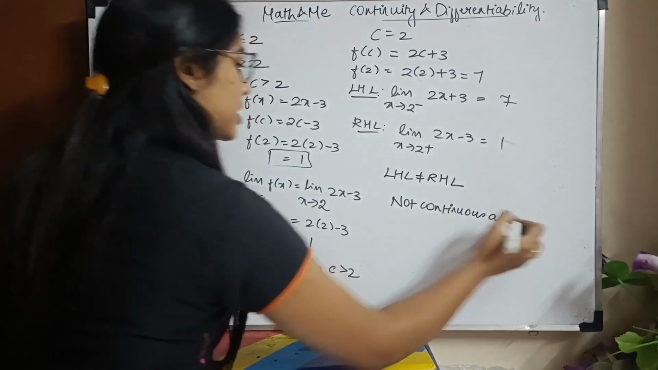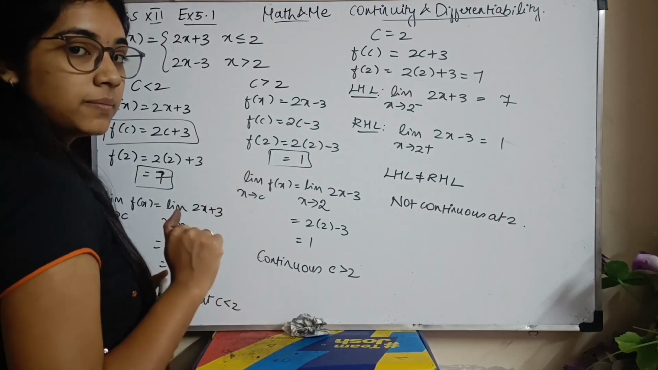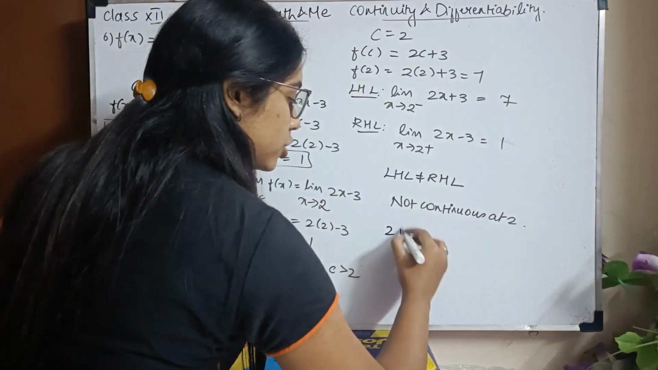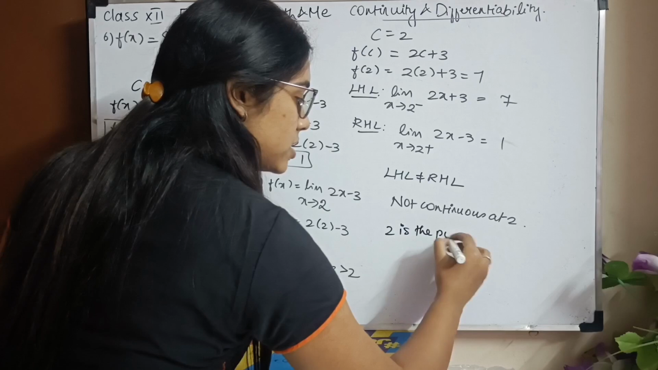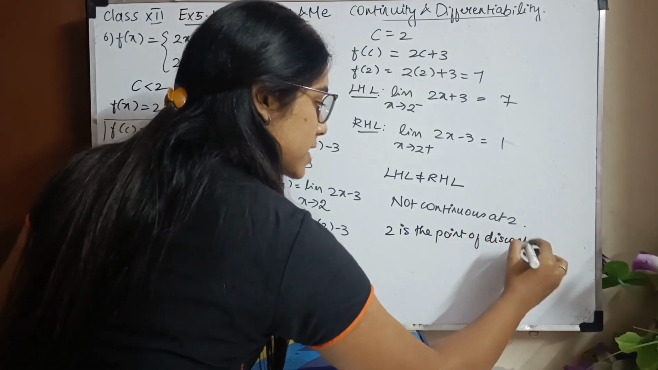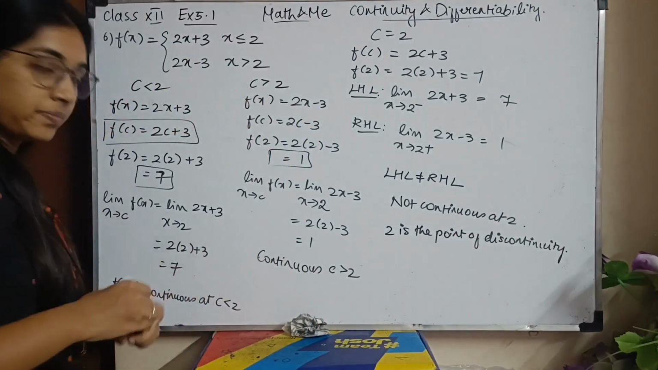Okay. So, it is continuous everywhere except 2. Except at 2, it is continuous everywhere. Okay. So, they have asked what is the point of discontinuity. So what is the discontinuity? 2 is the point of discontinuity. It is not continuous at 2, right? So, this is the point of discontinuity. Okay.